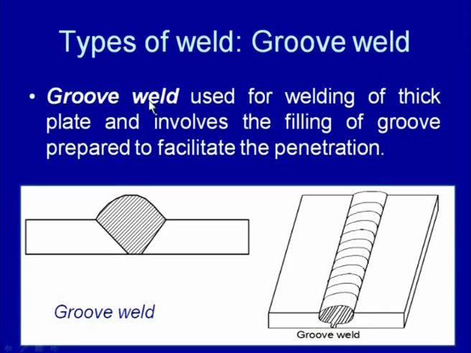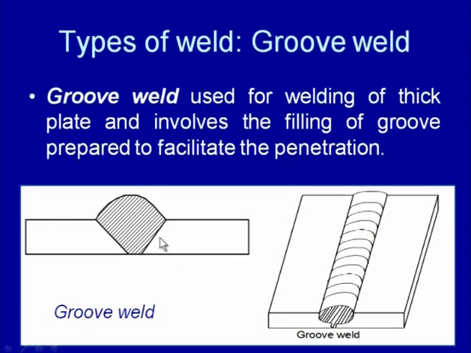The groove weld is used for welding thick plates, which involves the filling of the groove prepared to facilitate the welding. So, first some sort of groove is made between the plates to be joined, and this preparation of the groove helps in proper melting of the faying surfaces up to the desired depth for developing a sound weld joint, and this kind of groove can be used for developing different types of joints. As we have seen, it can be used for T joint, corner joint, edge joint, butt joint.